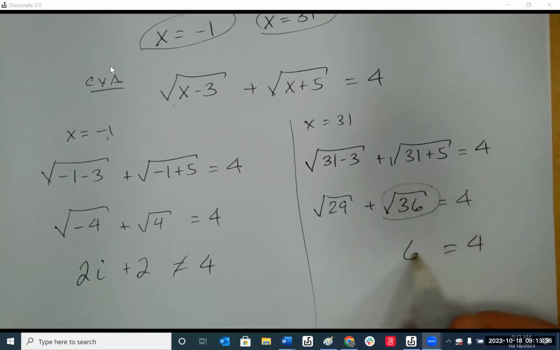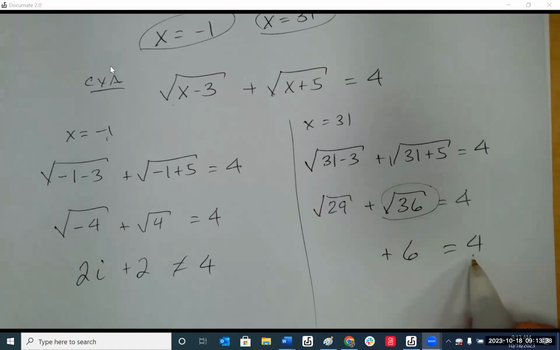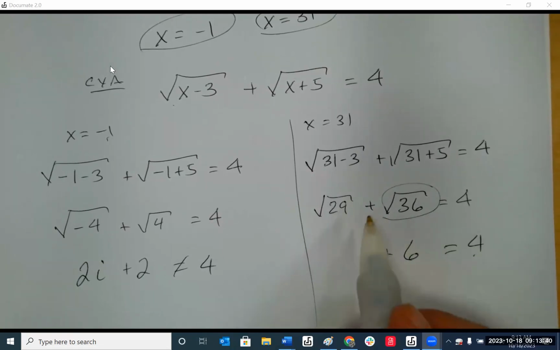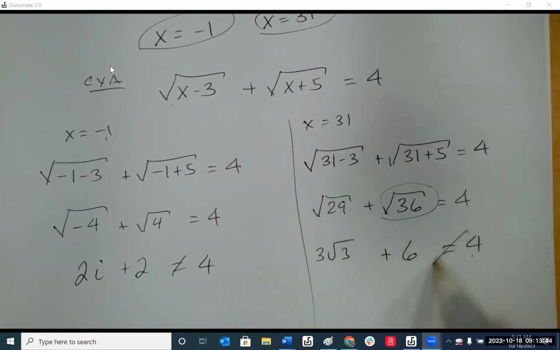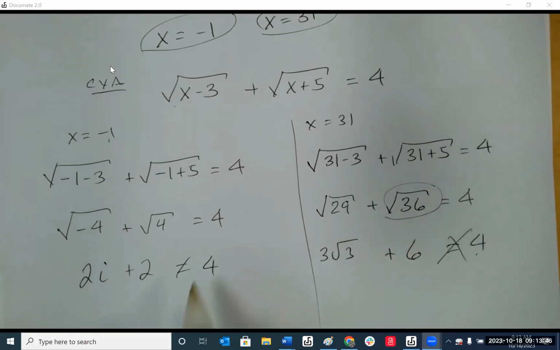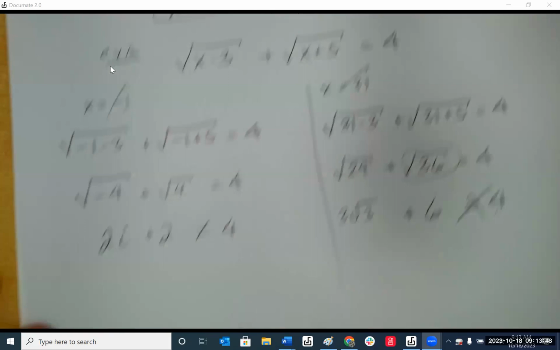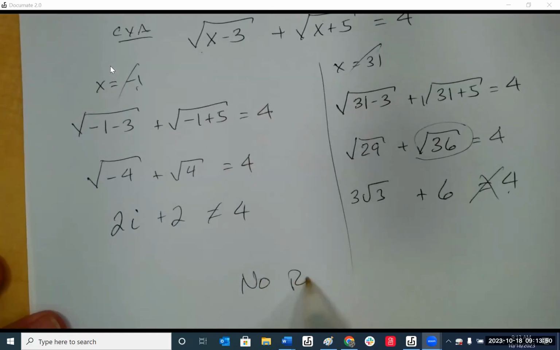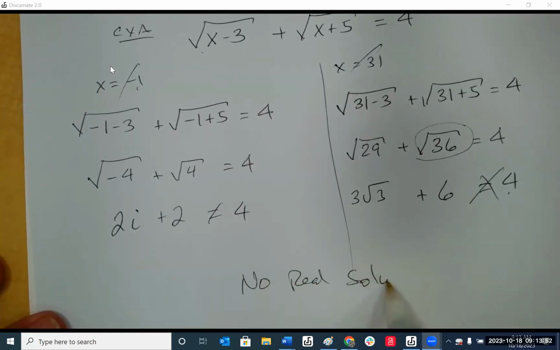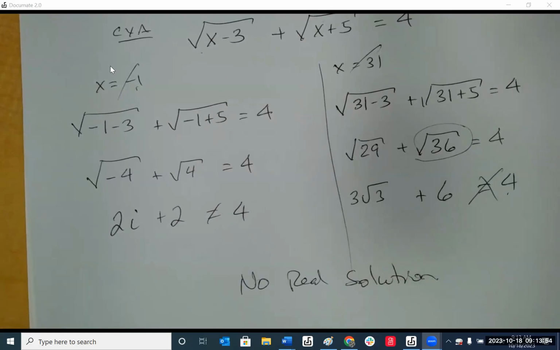Square root of 36 is 6. That's already bigger than 4. Square root of 29 is 3 square root of 3. That doesn't equal 4. So no real solution. It happens. It can happen. It won't always be perfect numbers.